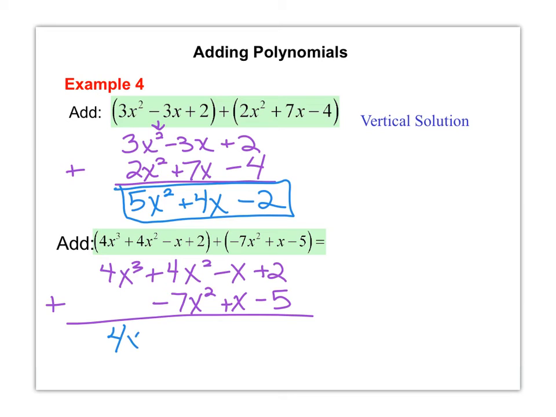There is no other x cubed term to combine with 4x cubed, so that's part of our answer. When we combine the x squared terms, we have a positive 4 and a minus 7. That gives us minus 3x squared. Now here we have this minus x and a positive x. That's going to cancel out to 0. We don't need to put the 0 there. We can leave that as a blank. And then plus 2 minus 5 is minus 3. So our final solution, we can write it as 4x to the third minus 3x squared minus 3.